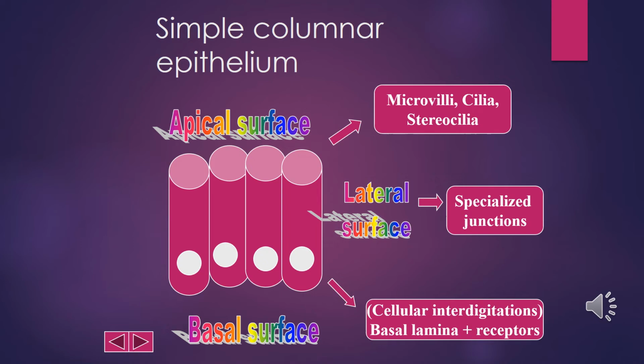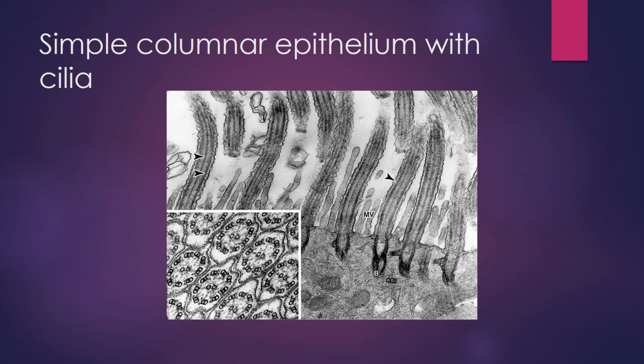Stereocilia are a very interesting structure. They are very strong microvilli and very sensory. Between cells are present very strong junctions: desmosomes, tight junctions, and interdigitating junctions.